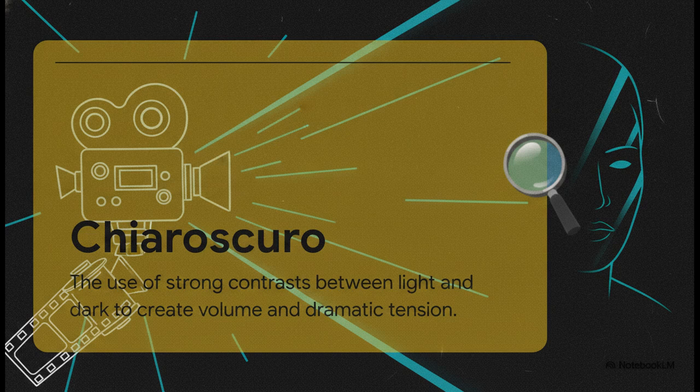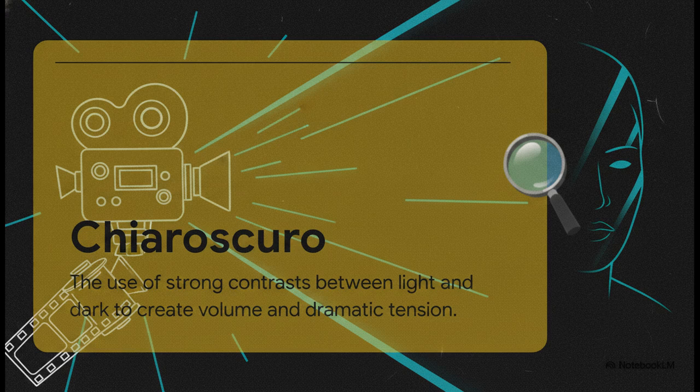Chiaroscuro. It comes from the Italian words for clear or light and obscure or dark. It's the deliberate use of really strong contrasts between light and dark to create a palpable sense of volume and dramatic tension. This stark, high-contrast lighting isn't just to make things look cool or moody. No, it is a primary weapon in the filmmaker's arsenal for subconscious manipulation.